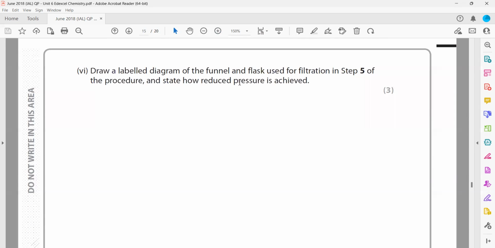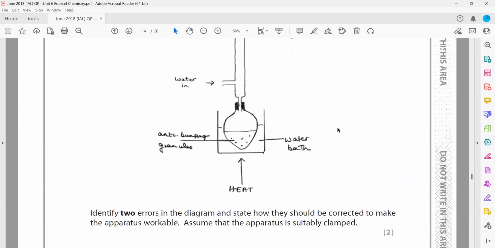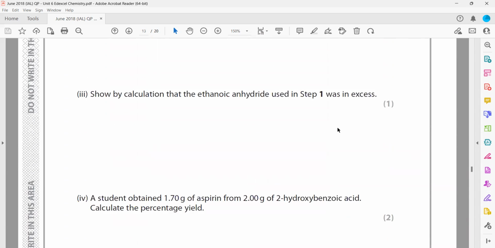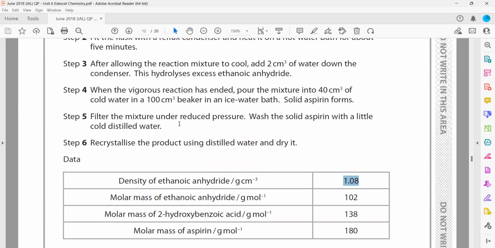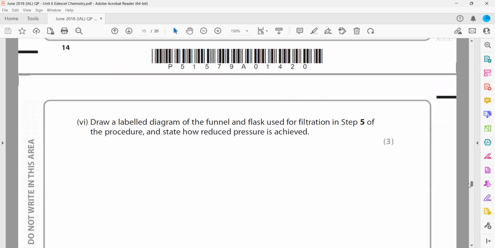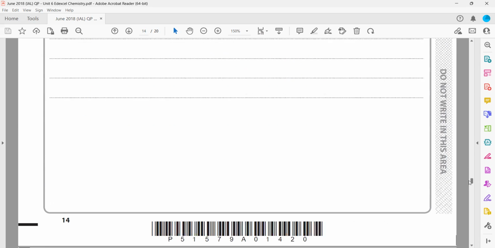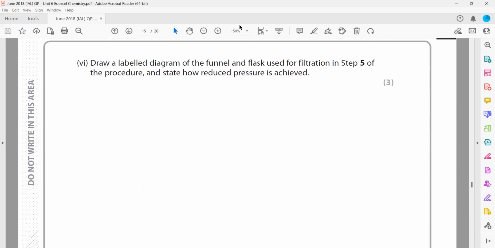Then draw a labelled diagram of the funnel and the flask used in step 5 and state how this reduced pressure is achieved. So how is step 5 done? In step 5, we carry out a filtration under reduced pressure. So that is the Buchner funnel. What is the advantage of filtration under reduced pressure? It will filter quickly and it will produce a dry solid.